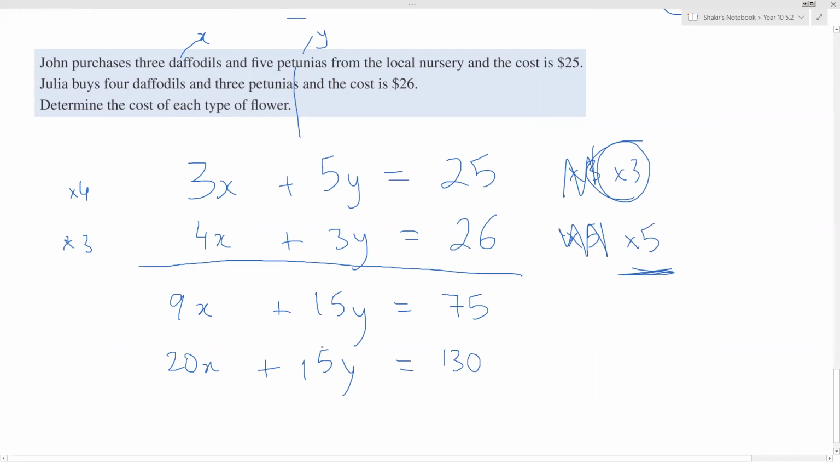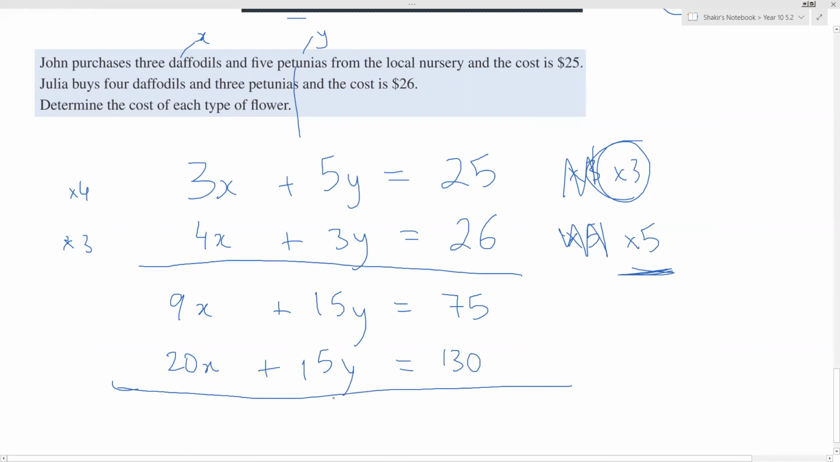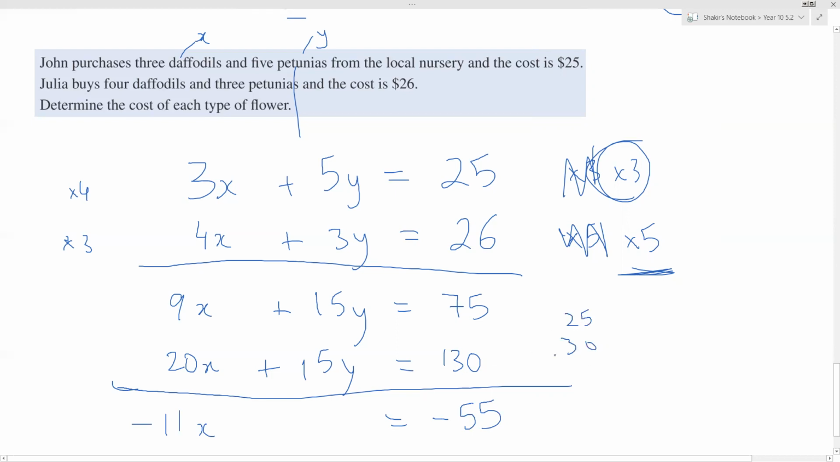Anyway, now I can subtract them. So I can subtract the top from the bottom. If I do 15y minus 15y, you get 0. So that variable will get eliminated. 9x minus 20x is going to be negative 11x. And over here, 75 minus 130 is negative 55. All I've done over there is count up from 75 to 100, which is 25, and then from 100 to 130 is 30. And that's just 55. So a bit of mental maths.